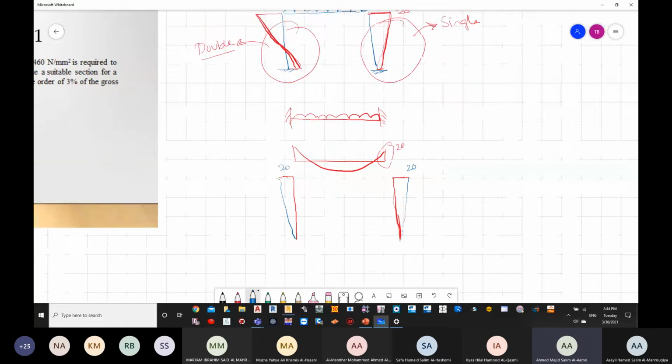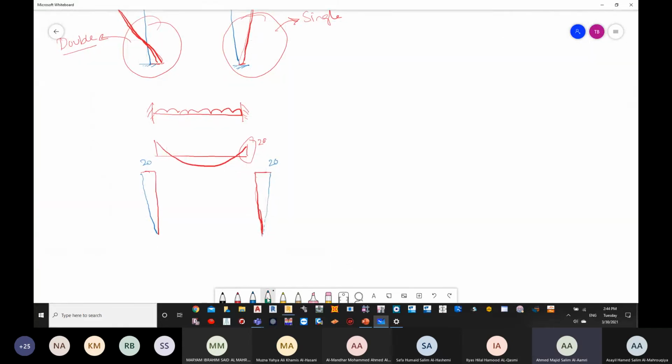Now what about if we have this case? This is my frame. Let us have it now. I have told you that this is 4 meters, this is 4 meters, and the loading is 20 kilonewton per meter. Now you will see here what happens.